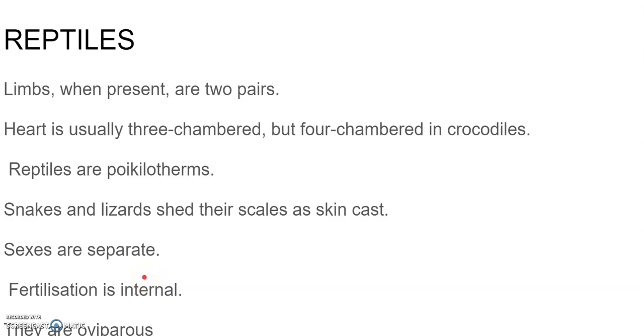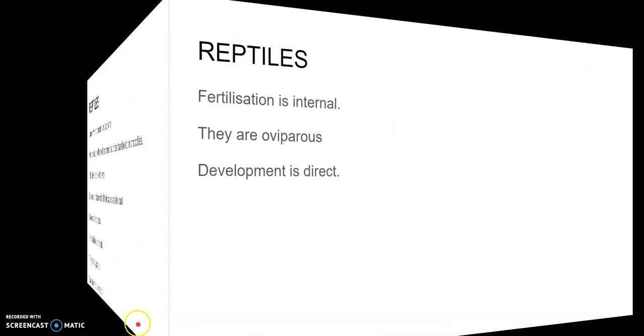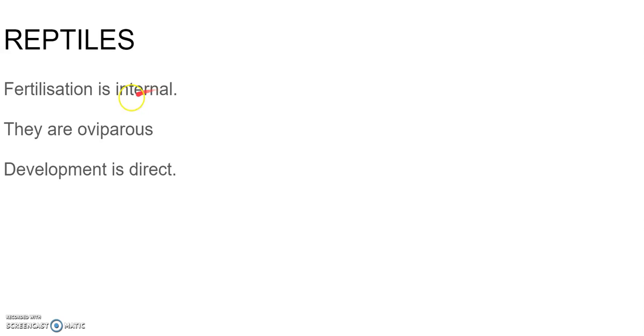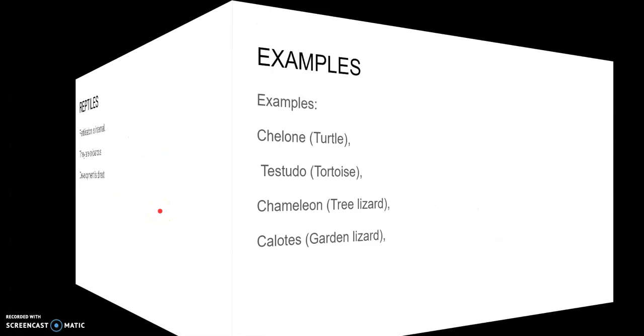Sexes are separate. That means there are male snakes, female snakes, male tortoise, female tortoise. Fertilization usually occurs in the female body. That's why it is internal, and most of them lay eggs. That's why they are oviparous. Some are viviparous. What type of fertilization? Internal fertilization. How do they reproduce? By laying eggs, oviparous. What type of development? Direct development. Why do we call it direct development? Because there is no larval stage. A frog has a larval stage called tadpole larva. Here there is no larval stage. That's why the development here is called direct development, without larva.